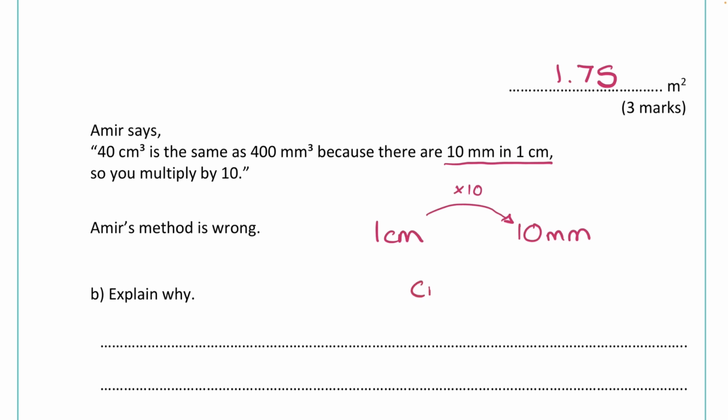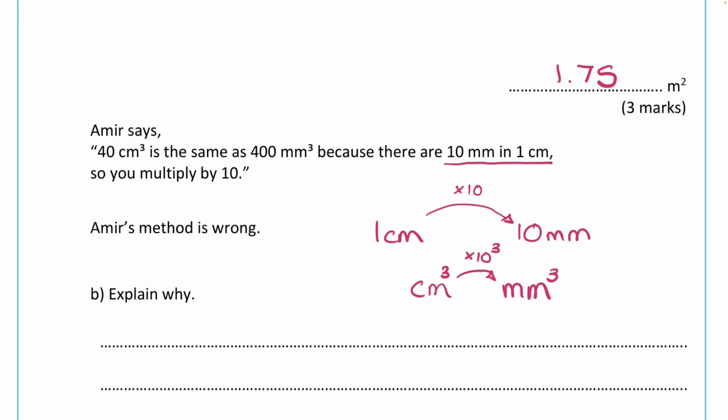However, to get from centimetres to millimetres, this is correct. But to get from centimetres cubed to millimetres cubed, we in fact times by 10 cubed. So we'd want to write something along those lines. Now 10 cubed is equal to 1,000. So instead of multiplying by 10 in the case of the cubed units, we times by 1,000 or by 10 cubed. So we'd want to write some sort of wording there.